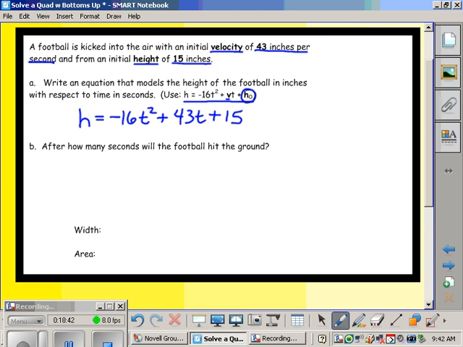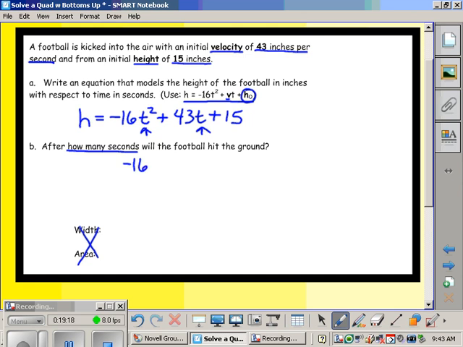In part B, it says, after how many seconds will the football hit the ground? So we have to look and see what we would do to figure this out. We're looking for time. To solve for t, think of these as if they were x's. If these were x's, and we solved this using bottoms up, we would know our x-intercepts. Now these are t's, representing time. So if we solve these, we can figure out what t equals, which would be the time. And let's ignore the width and area at the bottom.